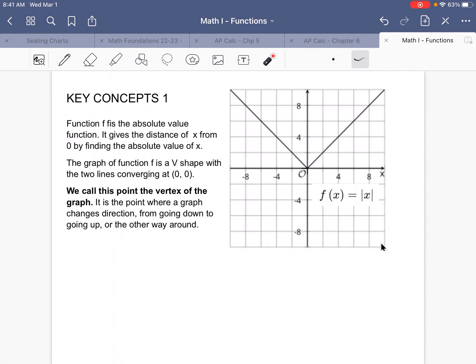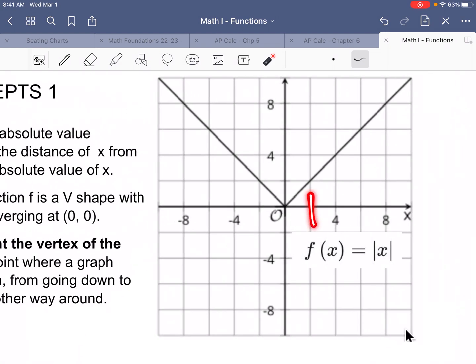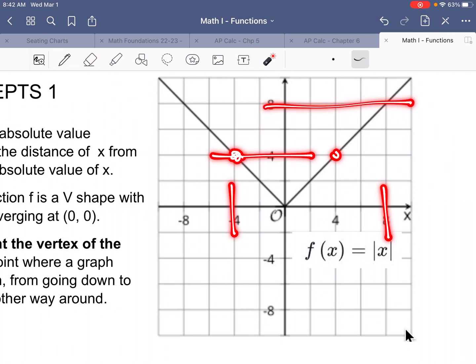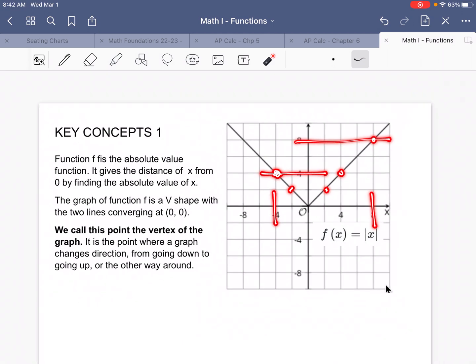The graph of function f is a v-shape with two lines converging at (0, 0), because how far away from 0 is 1? Well, it's 1 away. How far away from 0 is negative 1? Well, it's also 1 away. How far away from 0 is 8? 8. How far away from 0 is negative 4? 4. So that's how these points are plotted on here.